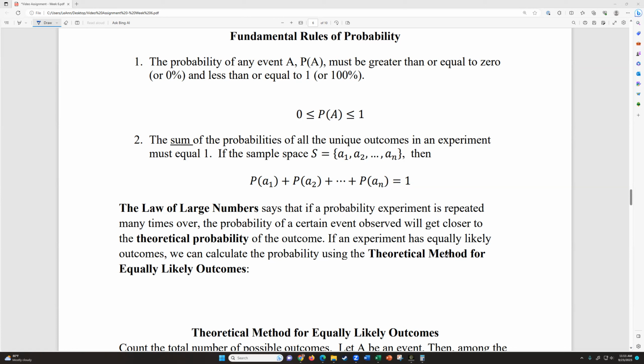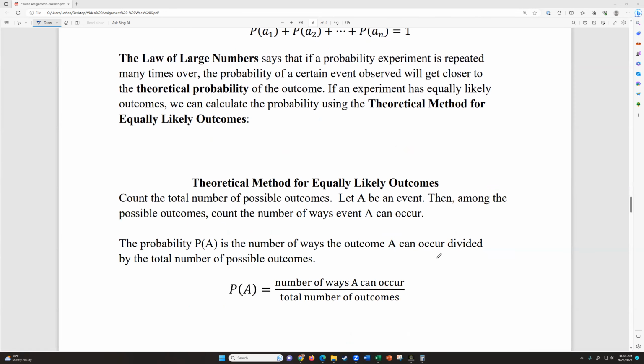This is what this next statement is about. It says the law of large numbers says that if a probability experiment is repeated many times, so the big numbers is the key there, the probability of a certain event observed will get closer to what we consider the theoretical probability. Theoretical is what I expected. I expect 50% heads and 50% tails because I know there's only 2 sides to that coin. If the experiment has equally likely outcomes, we can calculate the probability using the theoretical model for equally likely outcomes. That's the 1/2 heads, 1/2 tails. But to truly see that in action, if you're going to do an experiment, you need to repeat the experiment many, many times, okay?